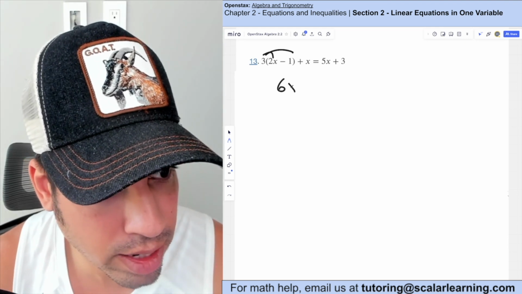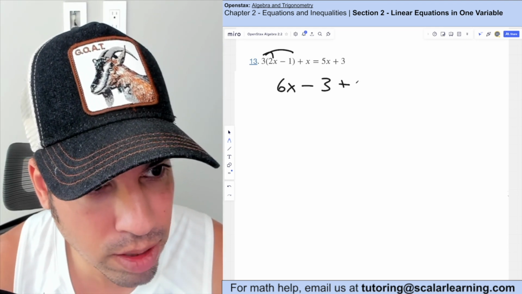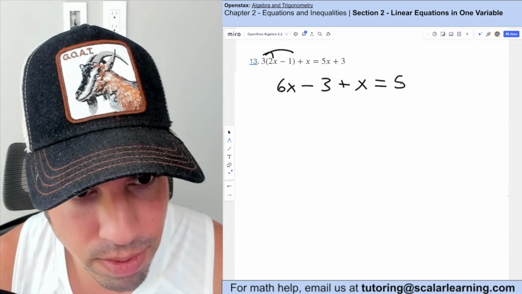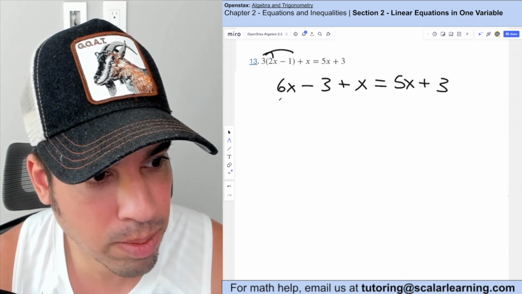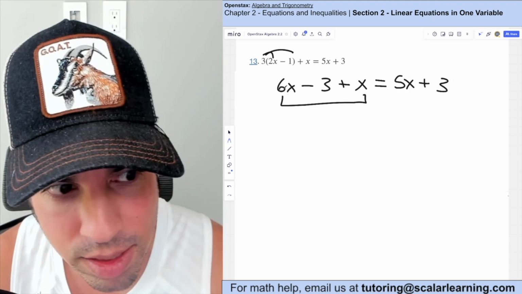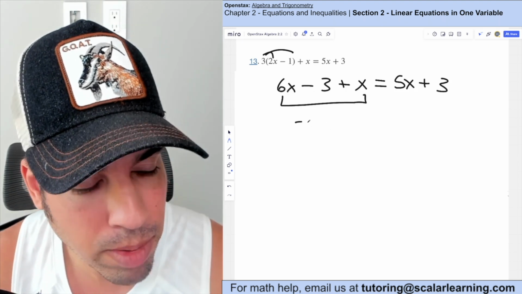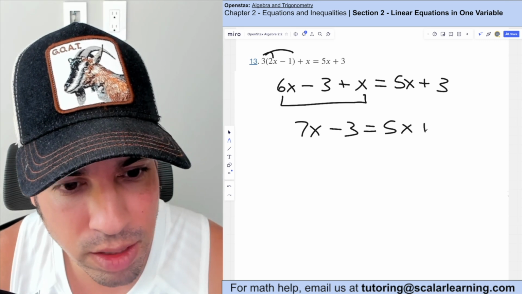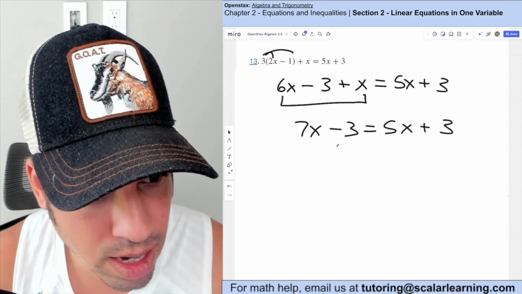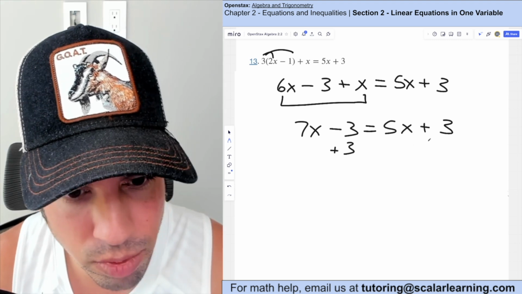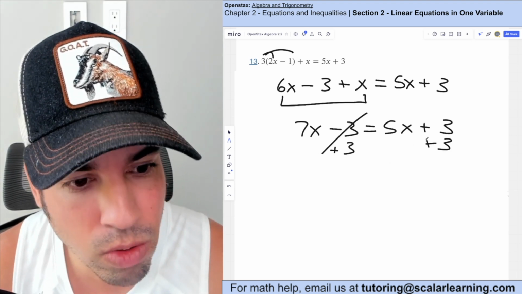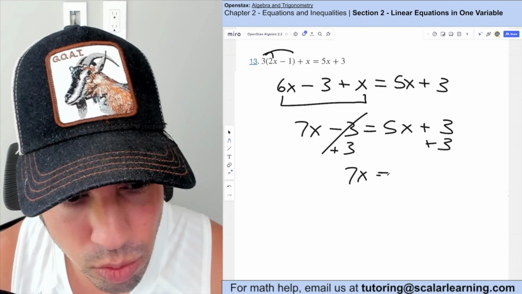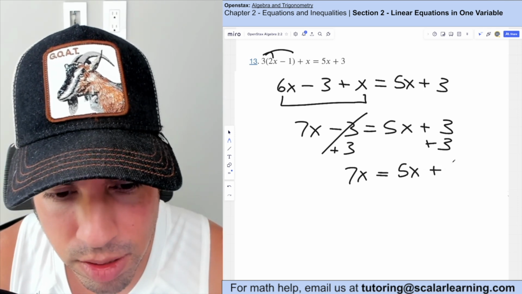First, I'm going to distribute the 3 like so. Then I get 6x minus 3 plus x equals 5x plus 3. Then I'm going to combine like terms on the left side. 6x and 1x makes a 7x minus 3 equals 5x plus 3. Then I'm going to get the constants together. So I'm going to add 3 to both sides like so. And we get 7x equals 5x plus 6.